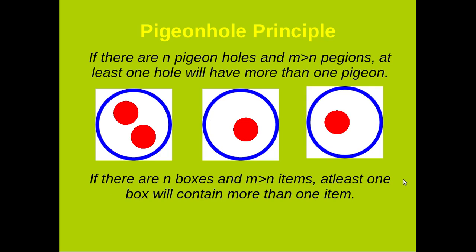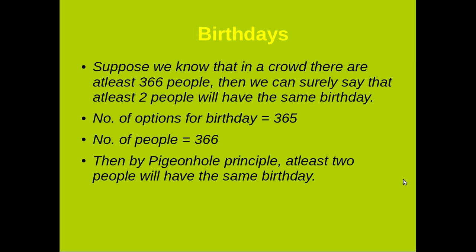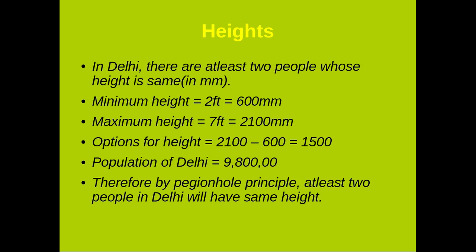Now I will give you an application of the pigeonhole principle. Birthdays. Suppose we know that in a crowd there are more than 366 people. Then we can surely say that at least 2 people will have the same birthday. Another fun application of the pigeonhole principle: in Delhi there are at least 2 people whose height is the same in millimeter.